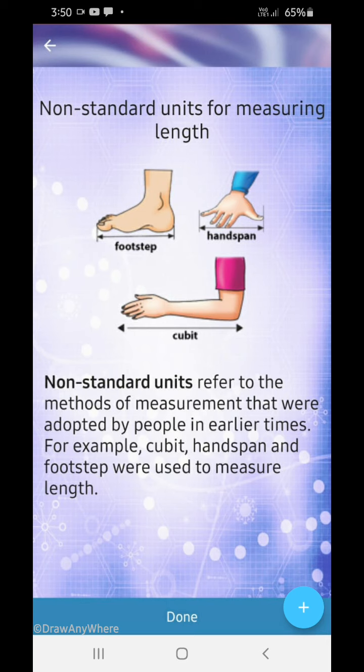Non-standard units of length are like a foot, step, handspan, and a cubit. Non-standard units of length are methods that people used in earlier times; a cubit, handspan, and footsteps were used. Suppose your foot is small, and another person's foot is big. More people will go to the big foot shop because there they will get more cloth, right?